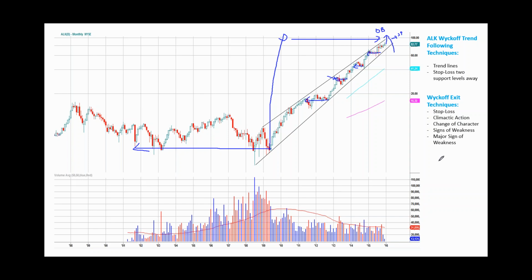Excellent, excellent. Okay, and obviously, as Howard is mentioning some of the signs of distribution, we would be looking not just for the stop loss exit, but also, as Howard mentioned, climactic action, change of character, any signs of weakness, or a major sign of weakness. So all of these distribution elements are going to be on our mind to find and observe as the price starts to consolidate in a distribution manner.